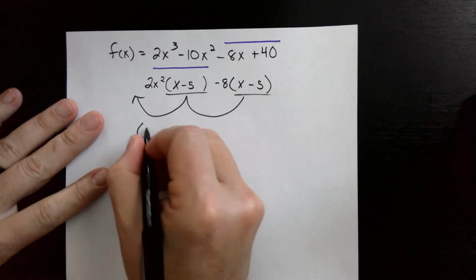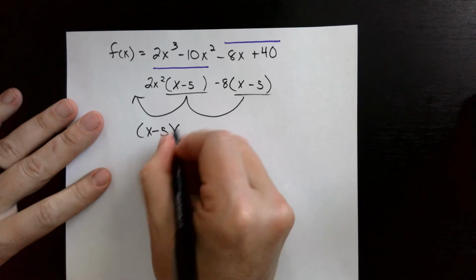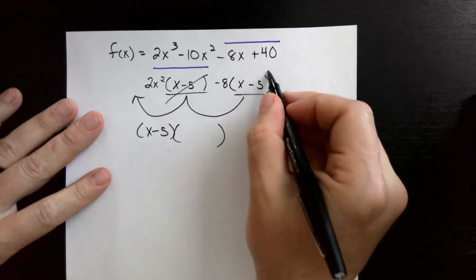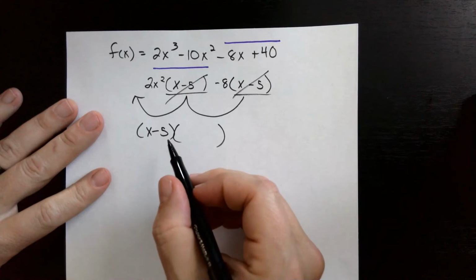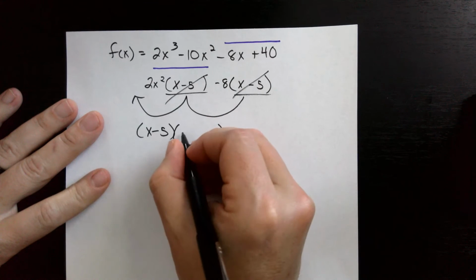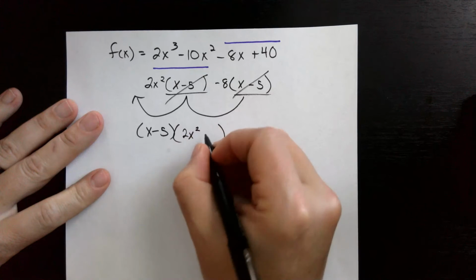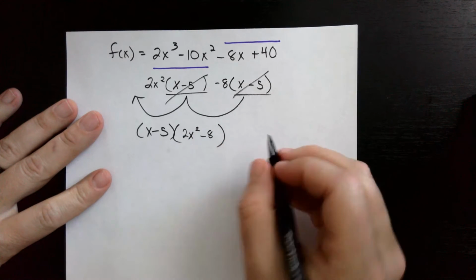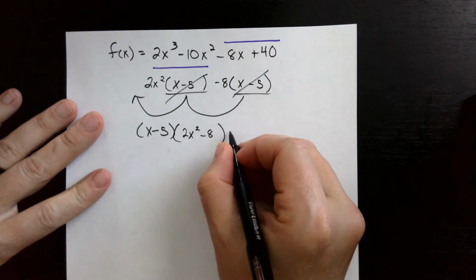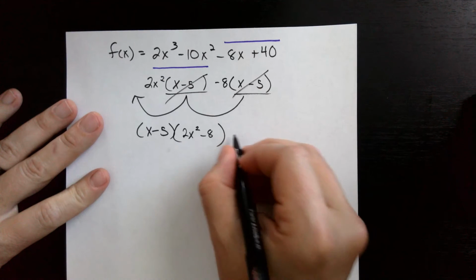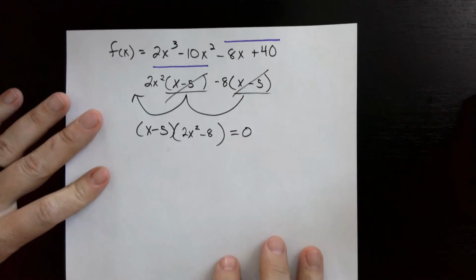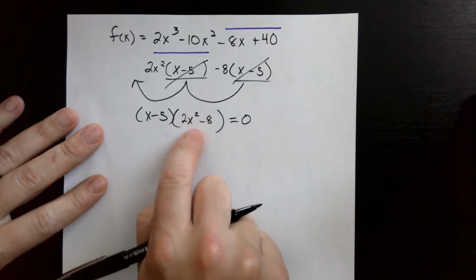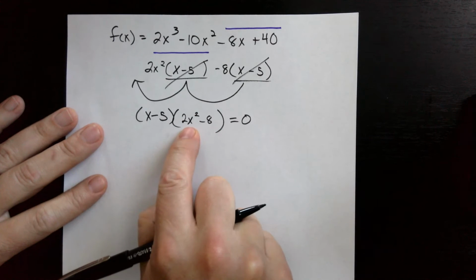Okay, so if I factor out an x minus 5, that's gone because it's factored out. What does it leave? Well, it leaves 2x squared minus 8. Okay, so we're factored, sort of. We're partly factored. Remember, we're setting this equal to 0 eventually.